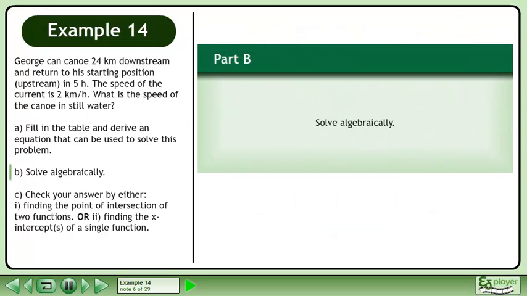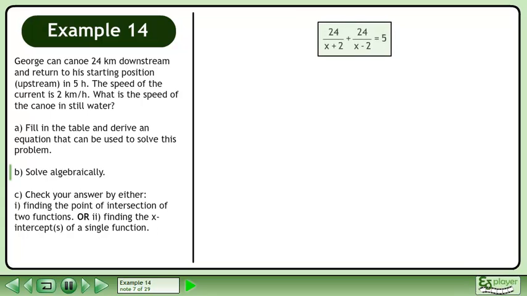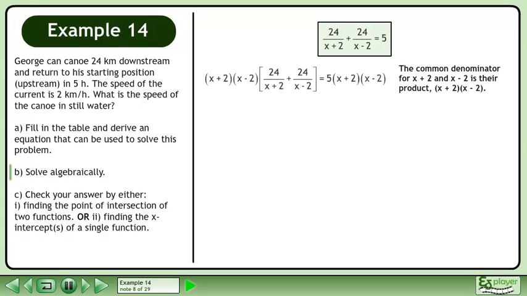In Part B, we'll solve the equation algebraically. Rewrite the equation we derived in Part A. The common denominator for x plus 2 and x minus 2 is their product, x plus 2 times x minus 2. Multiply both sides of the equation by the common denominator.